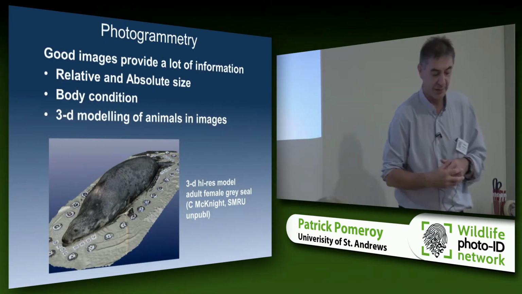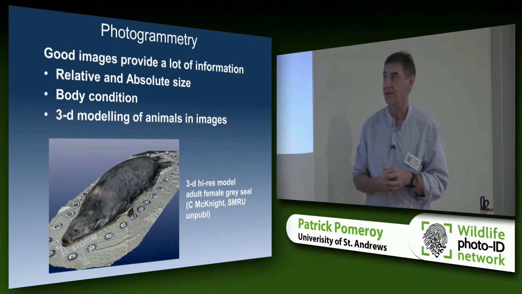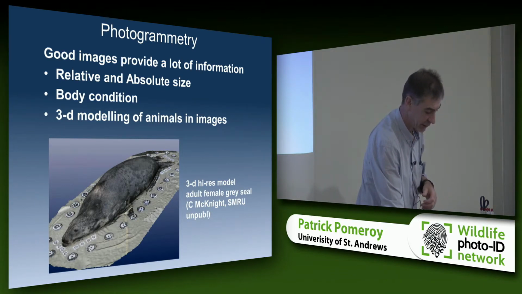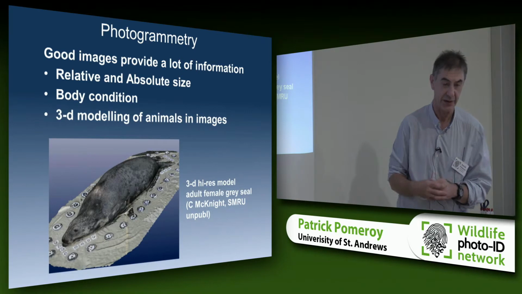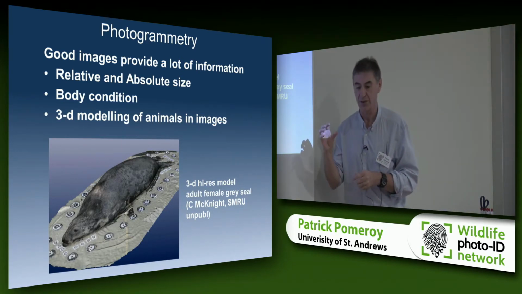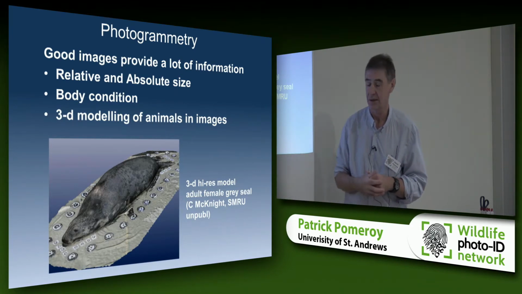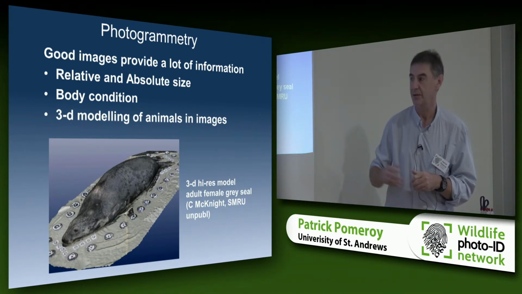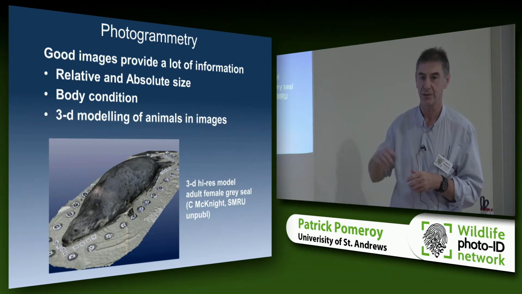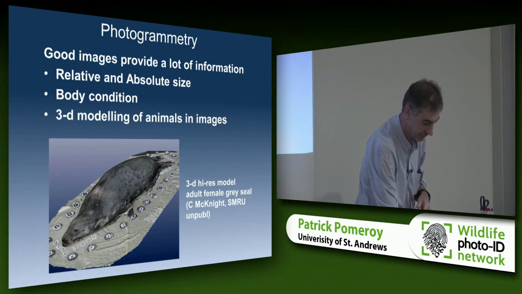When you get really good images, they provide an awful lot of information, and you can get things like relative and absolute body size. You can also get body condition. And one of the things that we've been investigating is whether or not you can get models of animals that would allow us to get a really detailed idea of body condition. We have a PhD student at the unit who's actually involved in producing high-resolution 3D models of seals, and that's an interesting development.